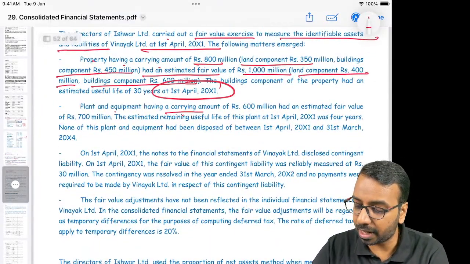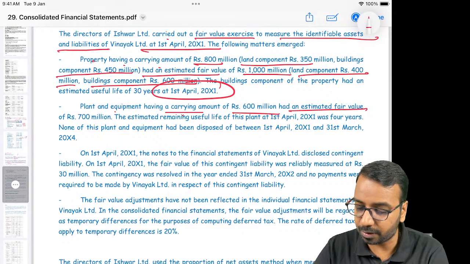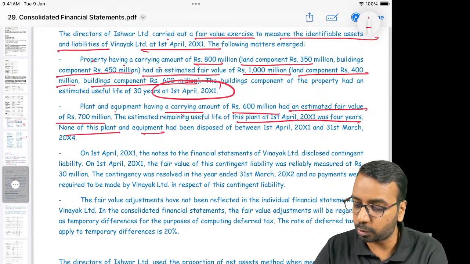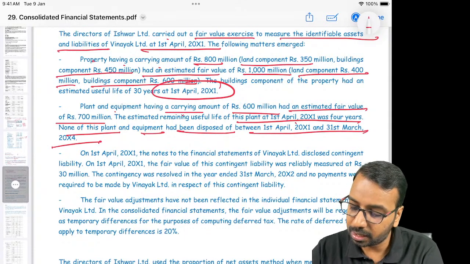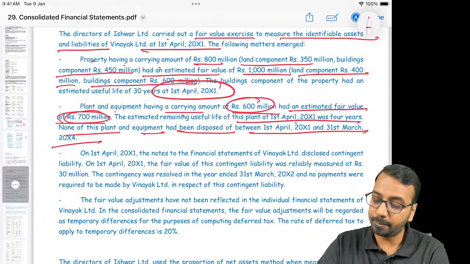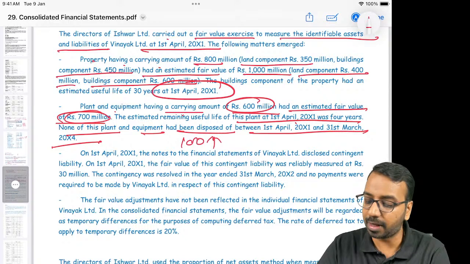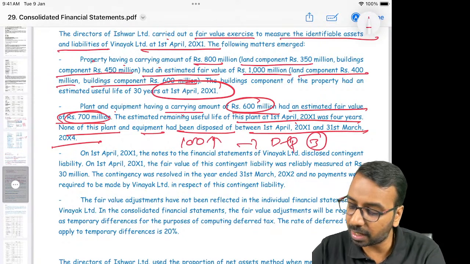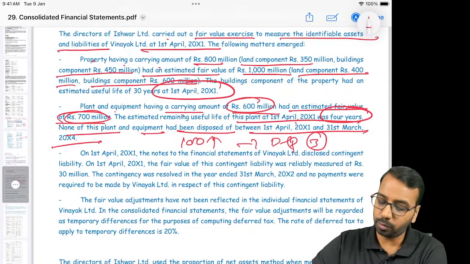Plant having carrying value of 600 million had an estimated fair value of 700 million. Useful life was 4 years. None of this plant and equipment had been disposed between 1st April and 31st March. Now 1st April was 600 million and now it's 700 million. That is 100 million of increase in fair value. Depreciation for how many years? Again 3 years. They have life of 4 years. 3 out of 4 years you have to depreciate.